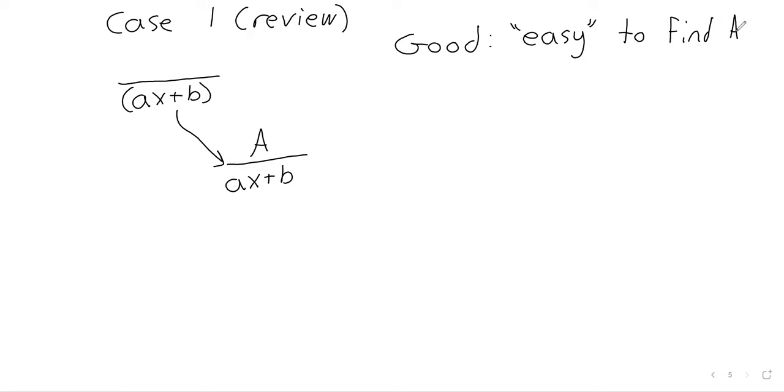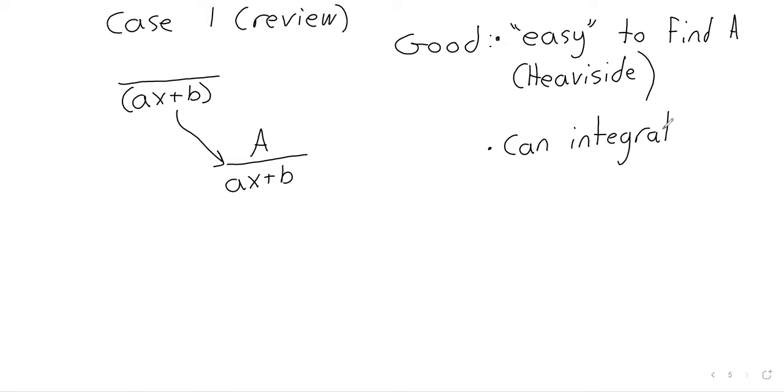well, first of all, it's easy to find A. And anytime someone says that anything in calculus is easy, they're not being literal. What they mean is that it could be worse. We can find A using the Heaviside method of picking X values and sticking them in. And then, I mean, this is an integration tool, remember? And this works as an integration tool, because capital A over lowercase ax plus b is something we can integrate.